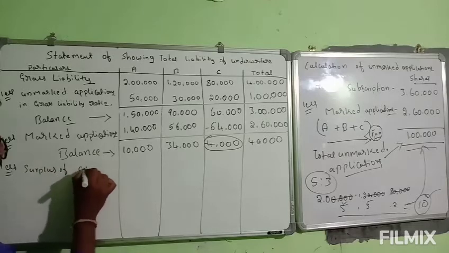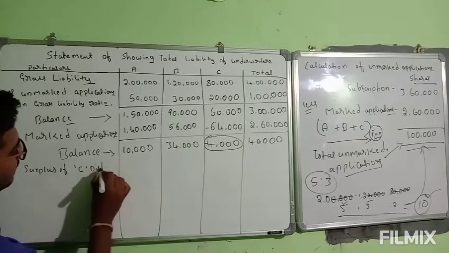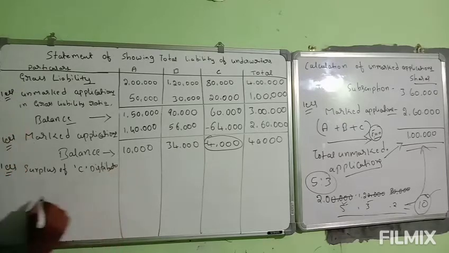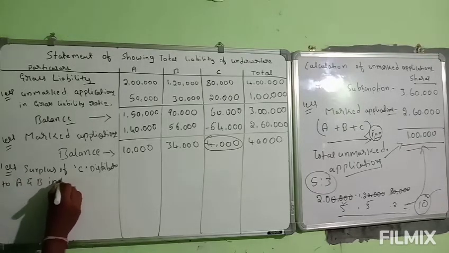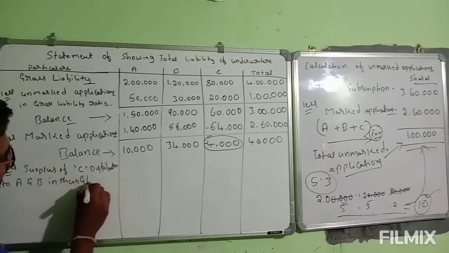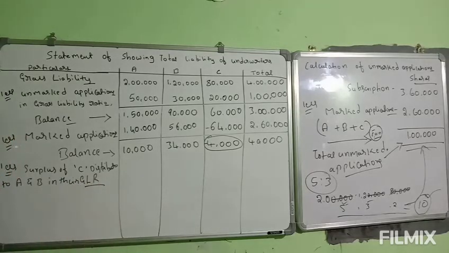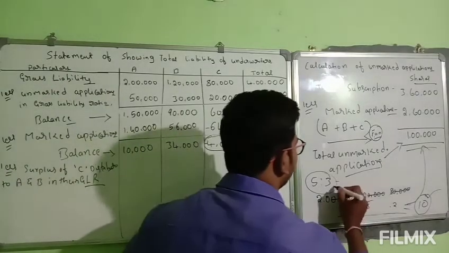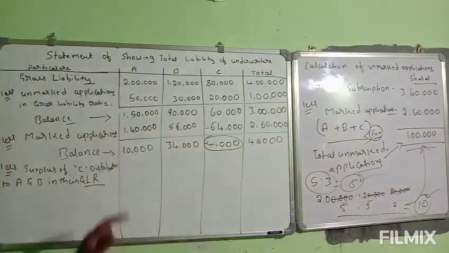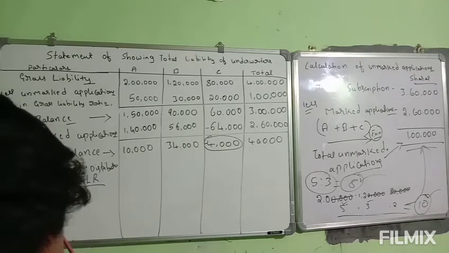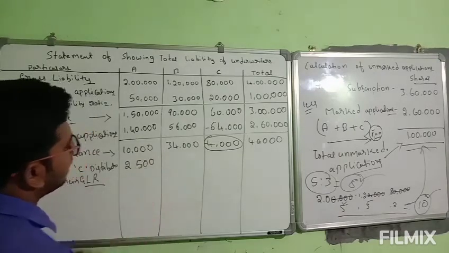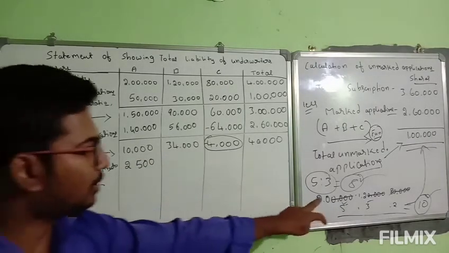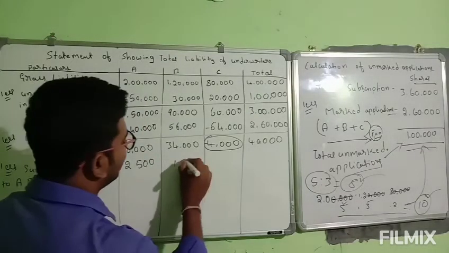So less surplus of C, distribute to A and B in their gross liability ratio. So total it will be 8 in the denominator. So A share, 4,000 into 5 by 8 you should do. You will get 2,500. Similarly you can do for B. 4,000 into 3 by 8 you will get 1,500.